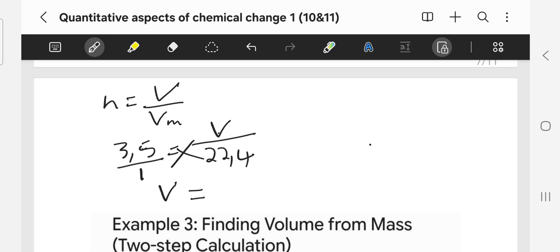3,5 multiplied by 22,4. And the answer we get is 78,4. So that's our volume: 78,4 dm cubed. That's the unit for the volume. And that's how you do the calculation, guys. Let's go to the next example.